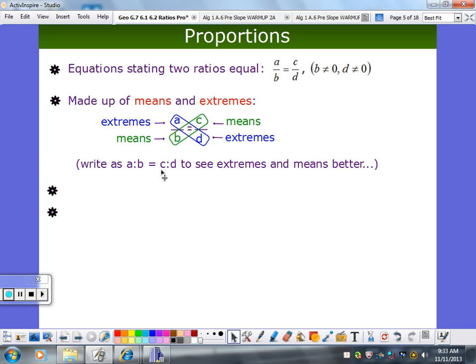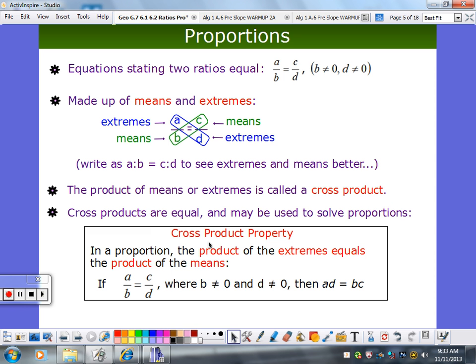And we have a rule that the product of the extremes equals the product of the means. You may know this as the cross product property. And here's how it works. In a proportion, the product of the extremes equals the product of the means. So A times D equals B times C. Familiar, anybody? We did this in Algebra 1. Awesome. Okay? So cross product property.